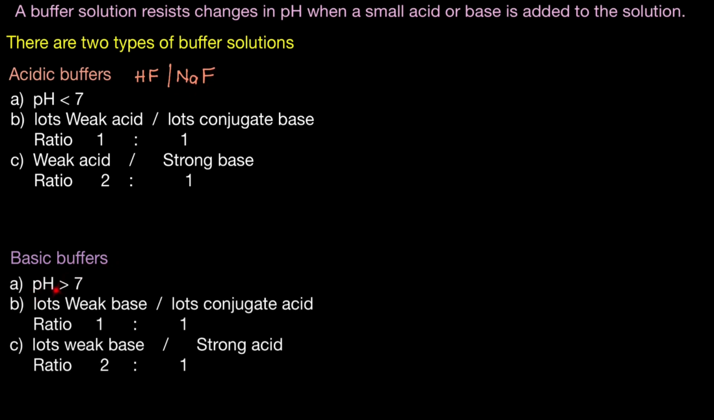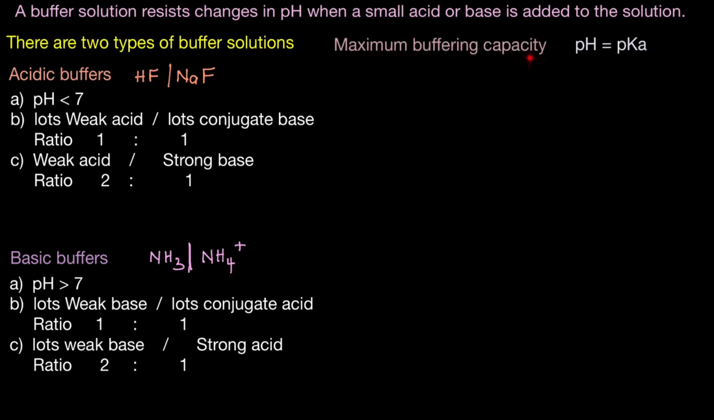Basic buffer: pH greater than 7, lots of weak base, lots of conjugate acid, ratio 1:1. We could also use a weak base and a strong acid, ratio 2:1, because half of the weak base will react with the strong acid and then create the buffer that we need. An example of a weak base is ammonia, and the conjugate acid is the ammonium ion. Maximum buffering capacity will be when the pH is equal to pKa.